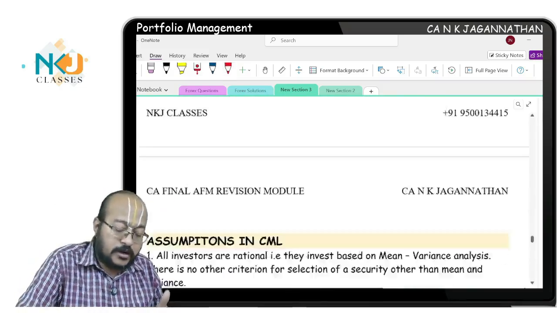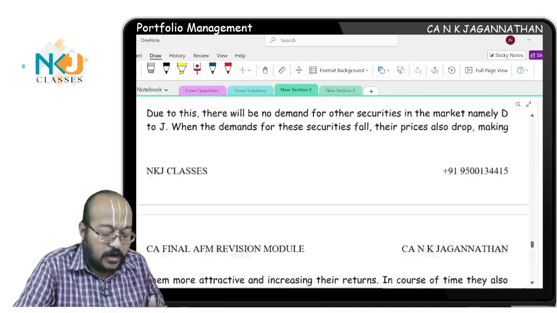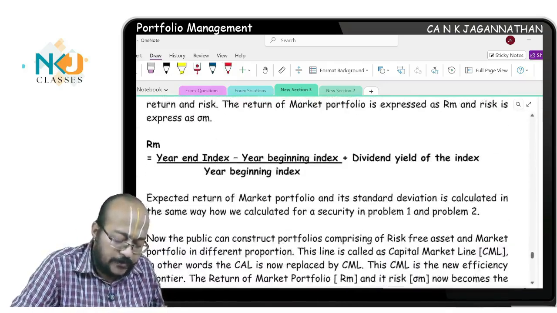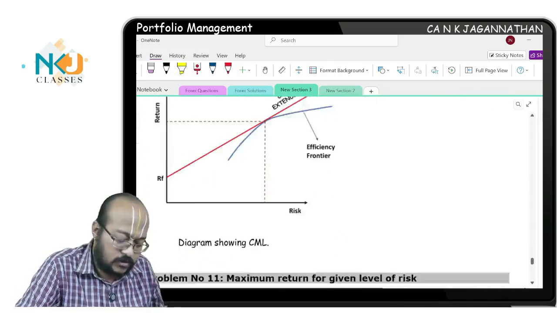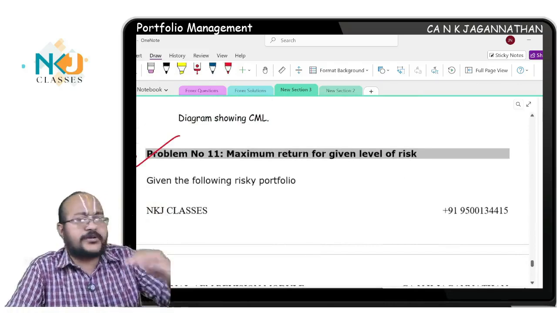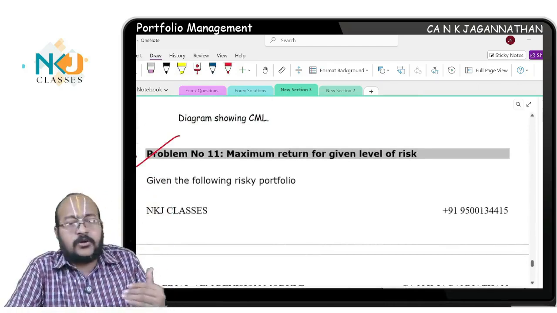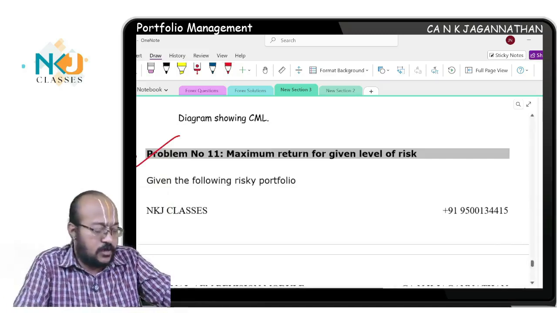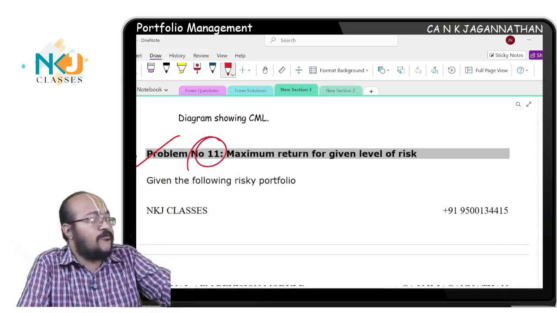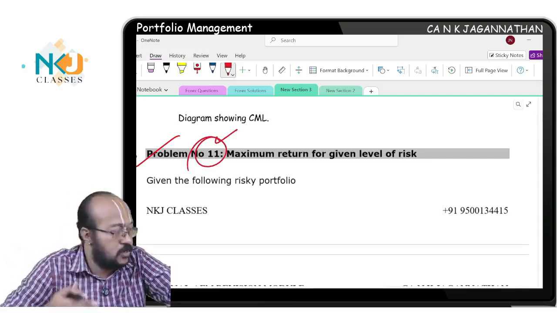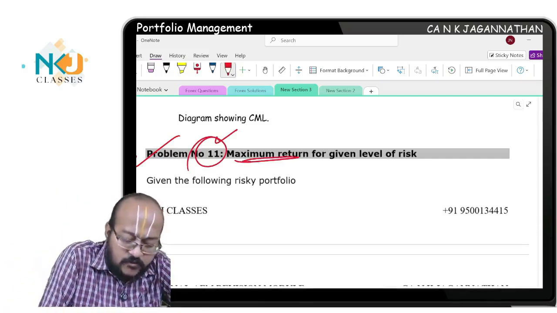Now we will do one question regarding capital allocation line, which I have given under capital market line. Anyway, we will solve the question and then come back to capital market line, shall we? Okay, see here, take question number 11, which I have given here. Even though the question number may not be in order, don't worry. I have given based on the number which is used in our workbook. So for reference purpose, I have put the same number. It may not be in the same order. Okay, no issues. Maximum return for given level of risk.